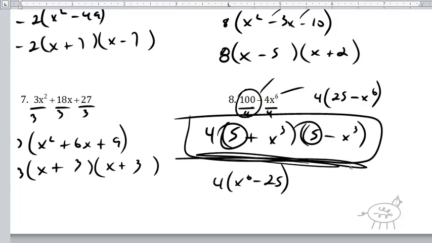All right. Anyway, that's it, math fans. At least it's really not difficult. It's just literally doing greatest common factor first and then factoring it, like I said, with difference of 2 squares or as a trinomial. Okay?